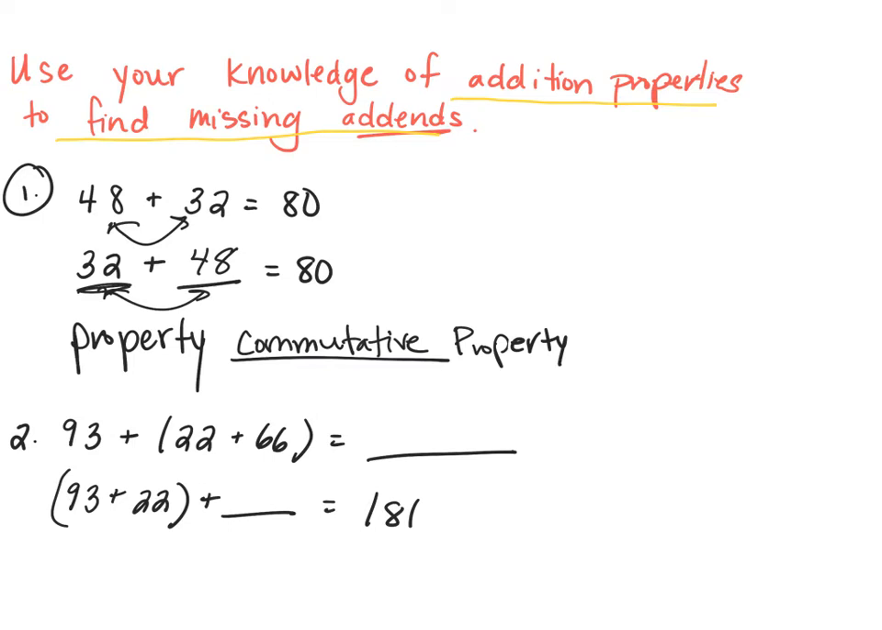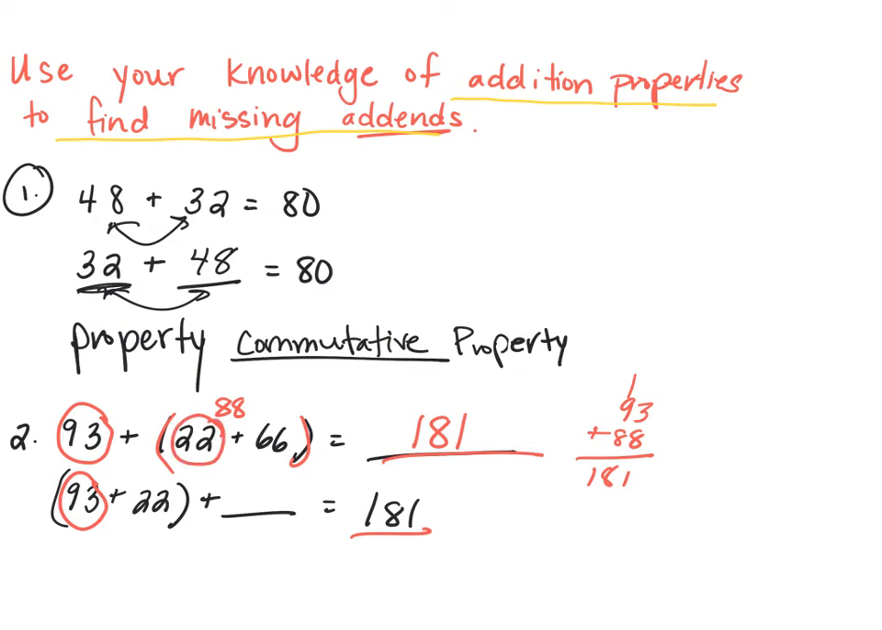22 plus 66. I'm doing this first because I see the parentheses, order of operations. That is 88. 88 plus 93. 93 plus 88. 8 plus 3 is 11. 9 plus 9 is 18. 181. Okay, right here we have the same sum. We have 181 for each. I see 93 here, 93 here, 22 here, 22 there.